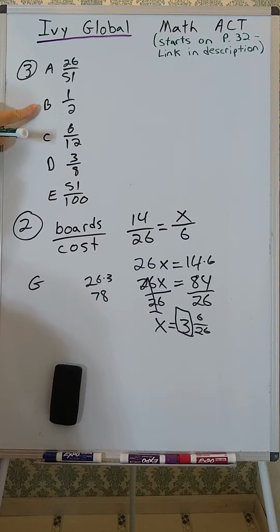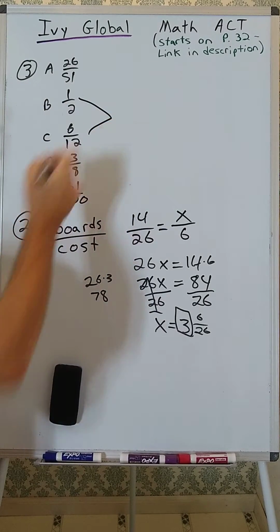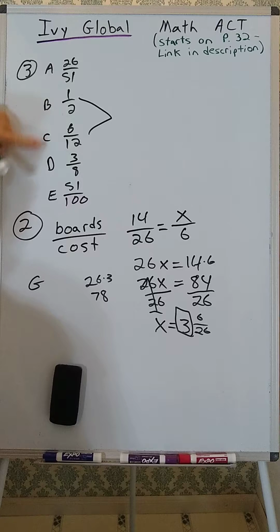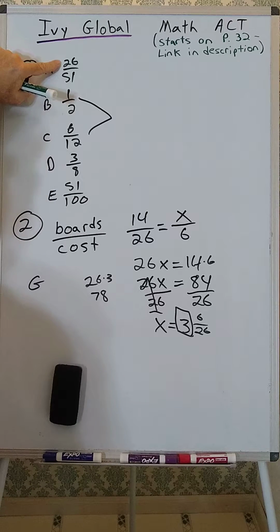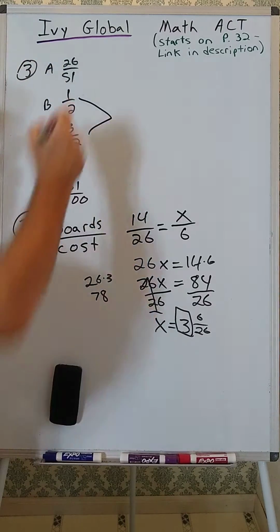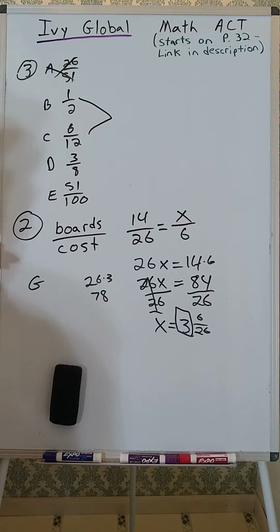And the fact that 1/2 is in here makes things easy. So I'm just going to compare everything to 1/2. Well, 6 is half of 12, so these two are equivalent. So if there's just one right answer, this can't be it. 26 is more than half of 51. 26 is half of 52. So this is greater than 1/2. So this is not the right answer.